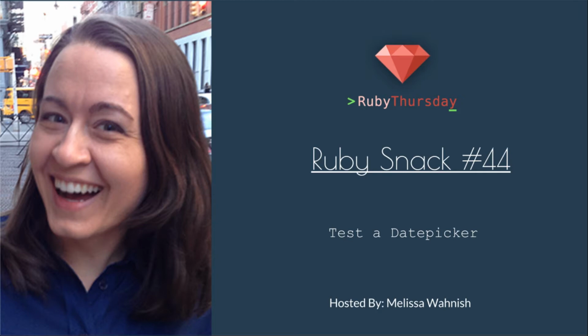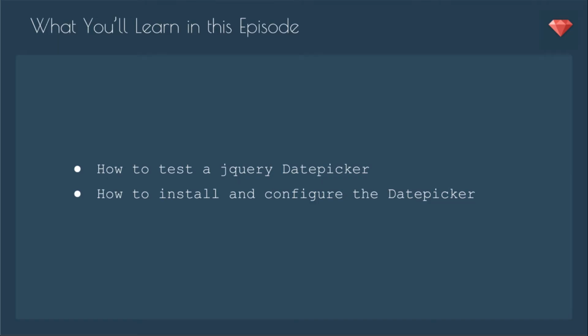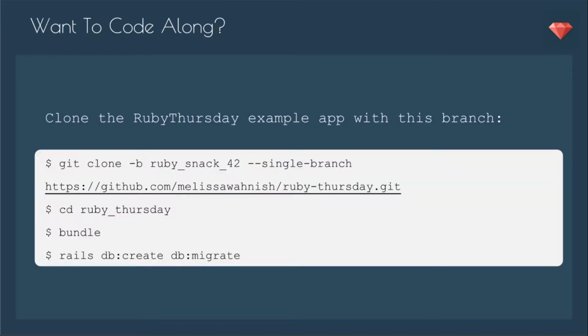This is Ruby Snack number 44, Test a Datepicker. In this lesson, you'll learn how to test a jQuery Datepicker in a feature spec, and then how to install and configure the Datepicker. If you want to code along, you just need to clone the Ruby Thursday example app with the branch from the Ruby Snack just before this one, which was Ruby Snack number 42. You git clone that branch, cd into it, bundle, and then rails db:create, db:migrate.